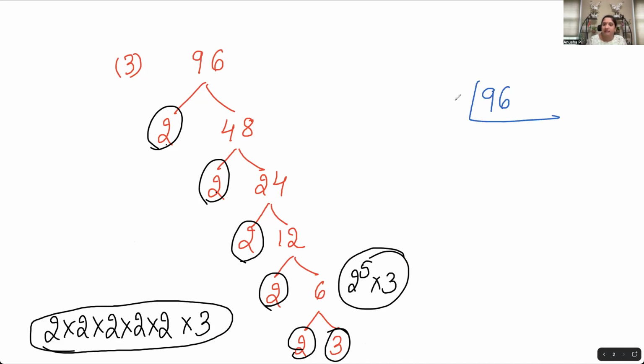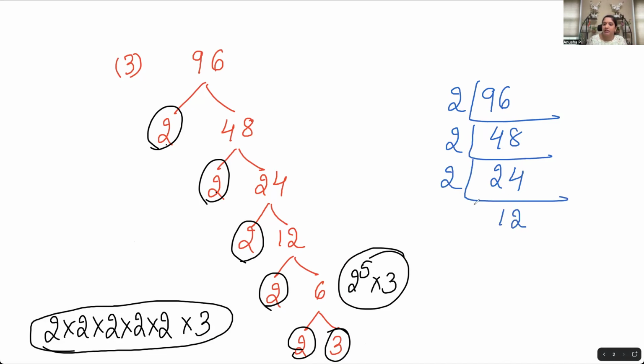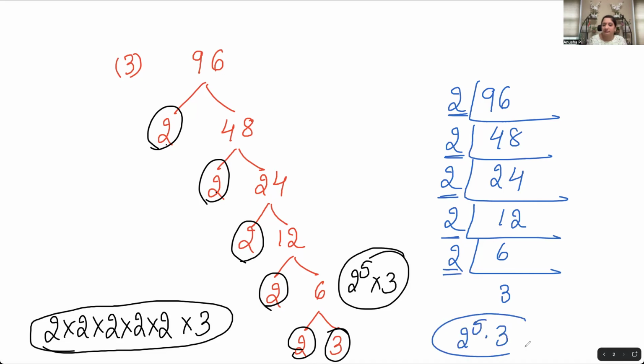96, right? 2 times it is 48. Again, it is divisible by 2. 2 times 24. 2 times 12. 2 times 6. 2 times 3. So how many 2's do we have? 1, 2, 3, 4, 5. 2 to the power of 5 times 3. Okay.